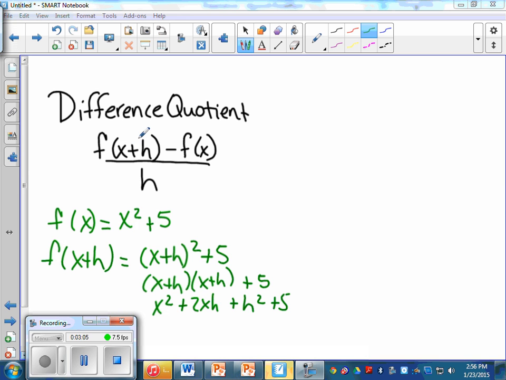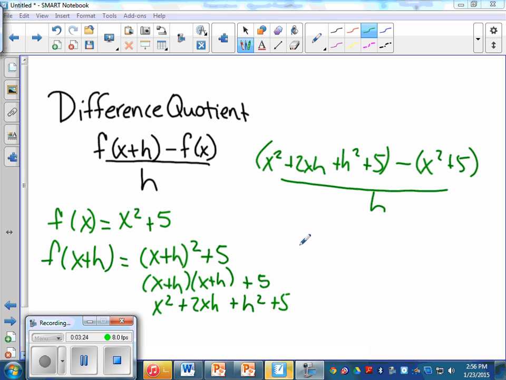So now I'm just going to plug it into this difference quotient. I need f of x plus h, so that's x squared plus 2xh plus h squared plus 5 minus f of x, so minus x squared plus 5, and then divide by h. So that'd be x squared plus 2xh plus h squared plus 5 minus x squared and minus 5, because there's a minus in front of this parentheses, it applies to both, divided by h.